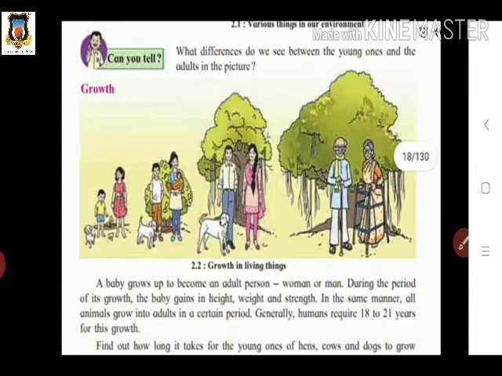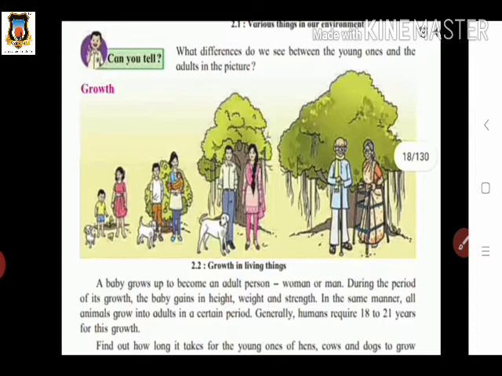So a baby grows up to become an adult. When the growth of the baby takes place, it grows up to become an adult. After being an adult, the height is not increased further. A baby grows up to become an adult person, a woman or a man.